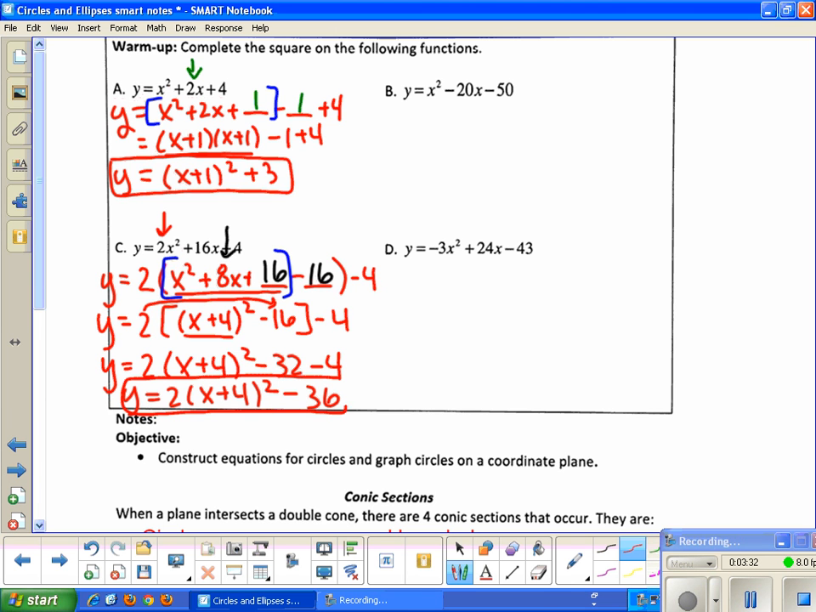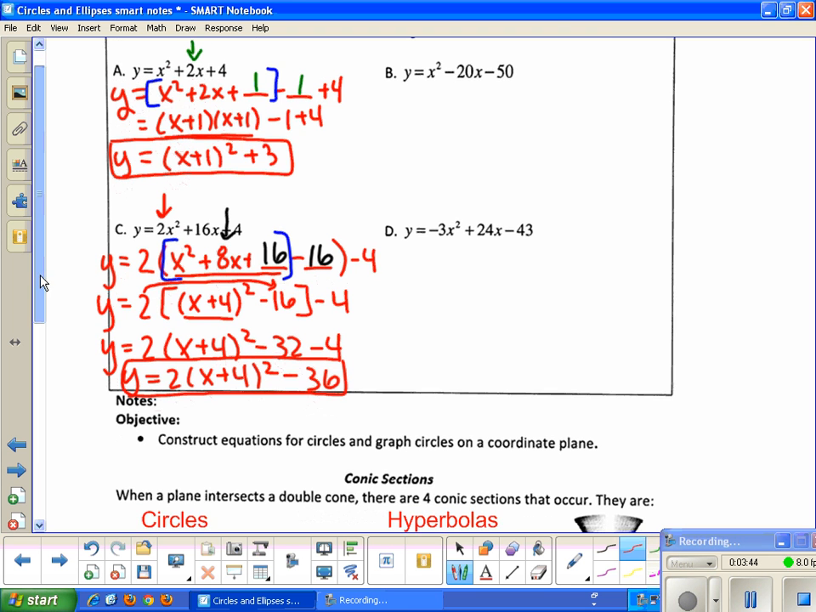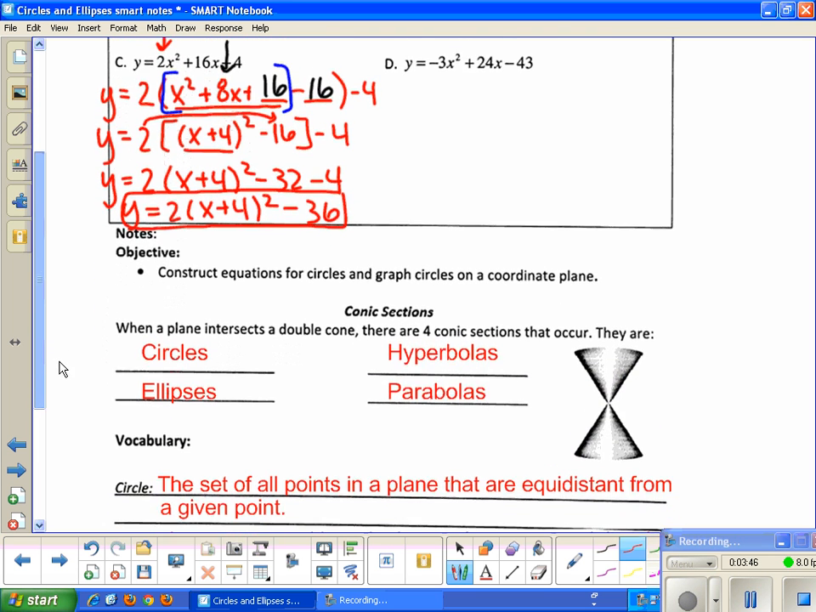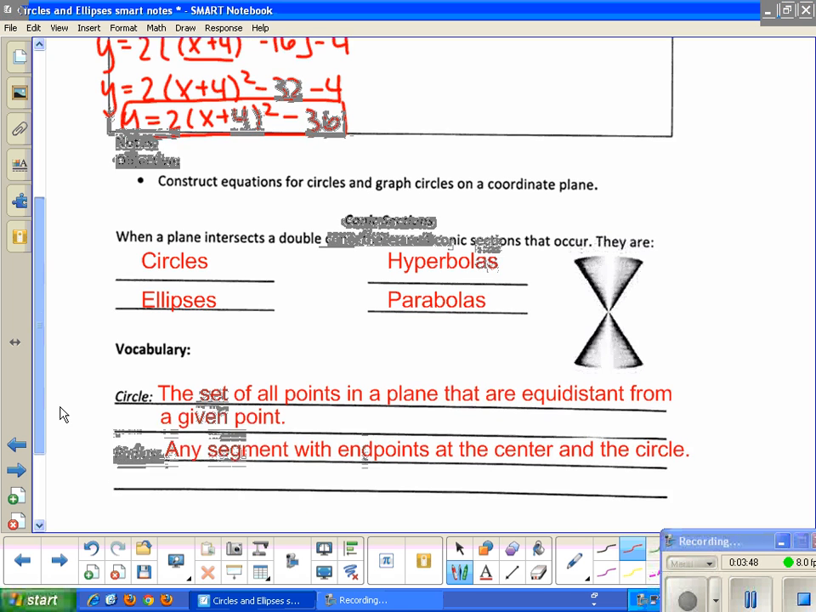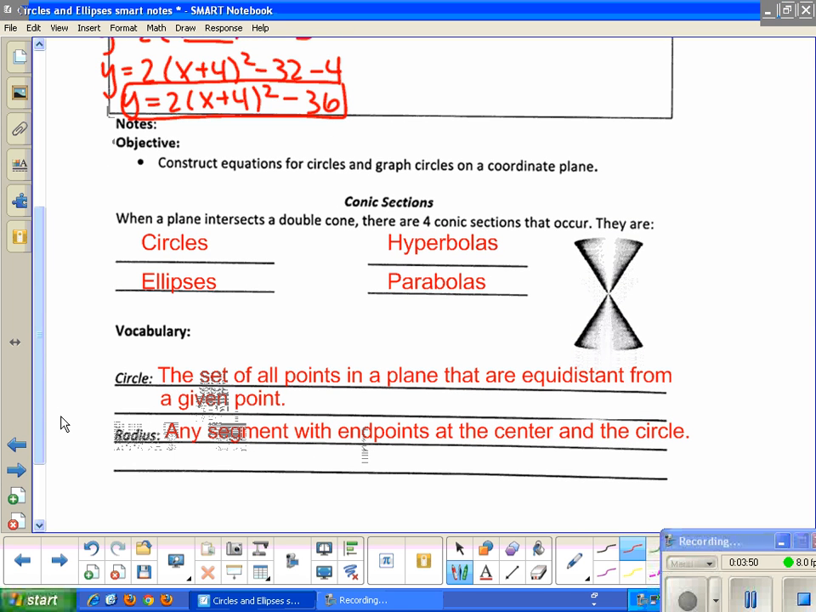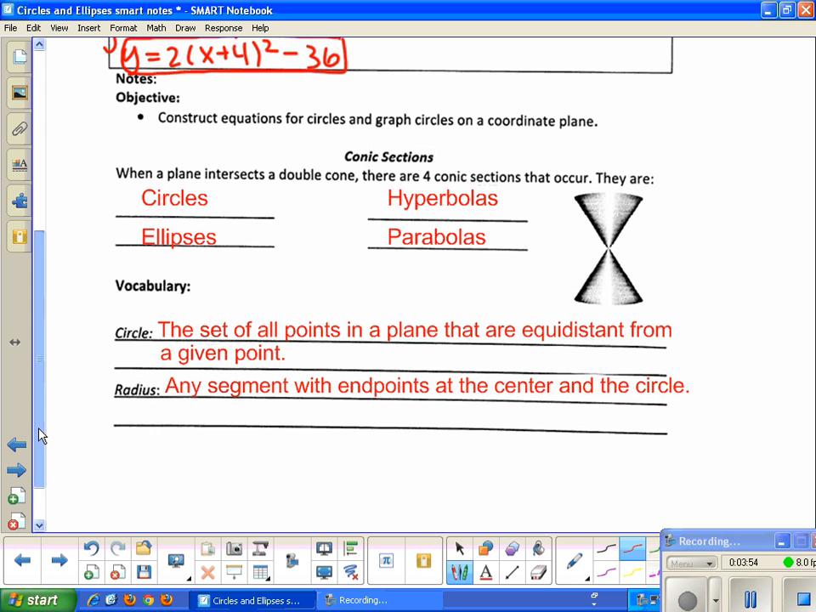So if you recall, again, we did this so that we could complete the square and write a parabola in vertex form. Now we're going to be doing this for not only parabolas, but circles, ellipses, and hyperbolas as well. So we'll skip those other 2 for right now. Our objective is to construct equations for circles and graph circles on a coordinate plane. And then we'll also be doing the same for ellipses.